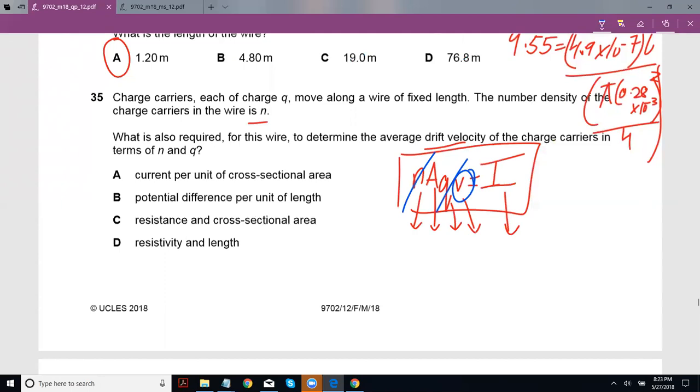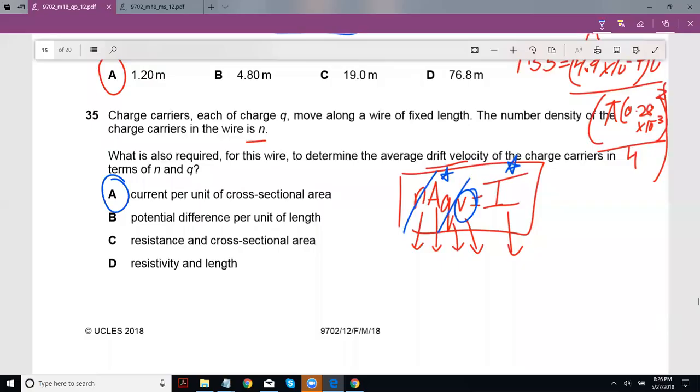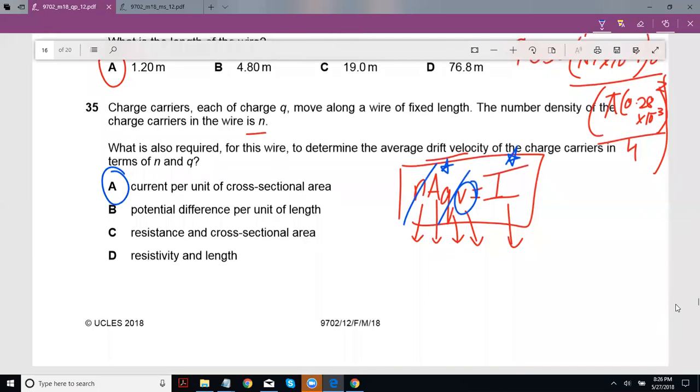So they're asking, what else do you need to figure this out? So area of the cross section and current. Or you could say current per unit of the cross section, that also works. That's basically I upon A. So we can go with that. Okay, so let's just pick it off from here.